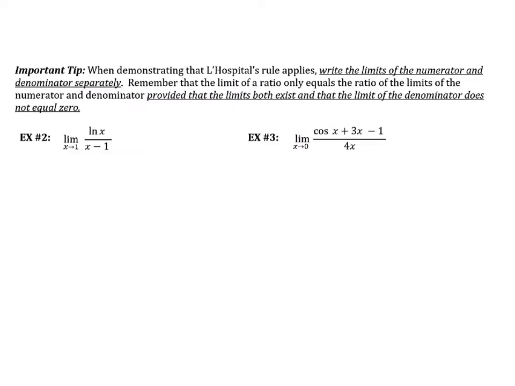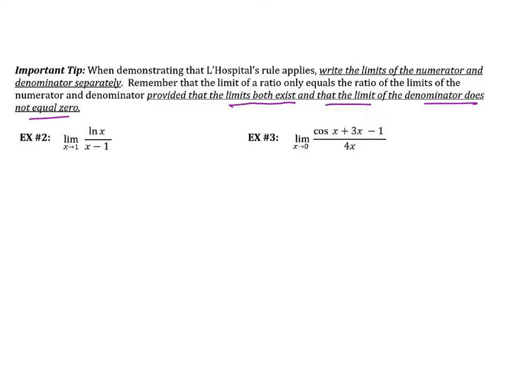Okay, so here, an important tip when demonstrating that L'Hopital's rule applies: write the limits of the numerator and denominator separately. Remember that the limit of a ratio only equals the ratio of the limits of a numerator and denominator, provided that the limits both exist and that the limit of the denominator does not equal 0. So again, that's something we're looking at here. So we do need to look at the limits of the numerator and denominator separately.